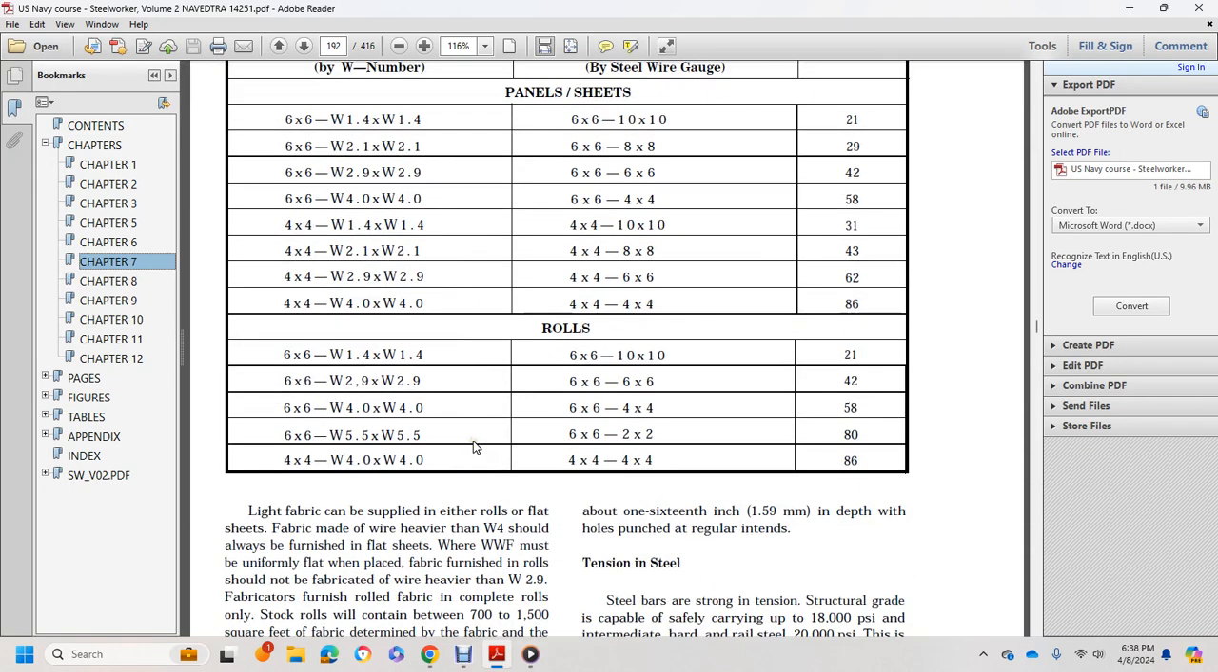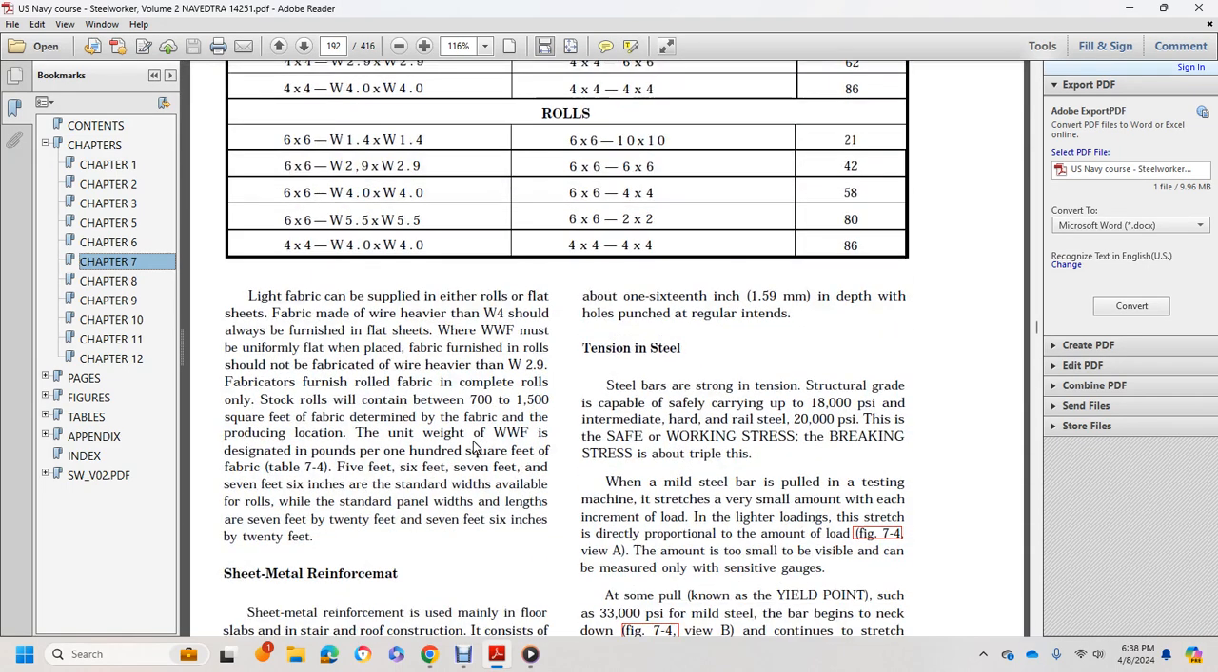Panels and sheets, rolls. Light fabric can be supplied in either rolls or flat sheets. Fabric made with wire heavier than W4 should always be furnished in flat sheets. WWF must be uniformly flat when placed, and rolls should not be fabricated with wire heavier than W29. Fabric is furnished in complete rolls. Stock rolls will contain between 700 and 1,500 square feet, determined by the producing location.